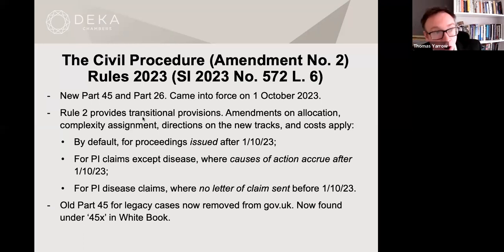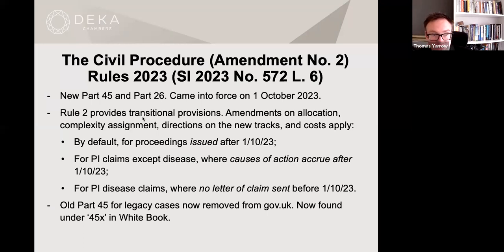We can find the old Part 45. Annoyingly, it's been taken off gov.uk, which is not particularly helpful for anyone who's trying to access it quickly. It's been moved to 45X in the White Book. So if you need those rules, remember that's where you can find it now. And if you start looking in the new Part 45, you're going to get very confused. So 45X in the White Book for the old rules, not available open source on gov.uk, unfortunately.